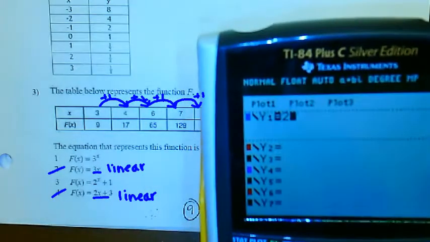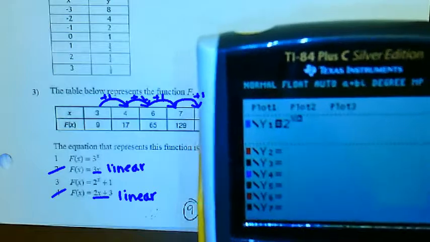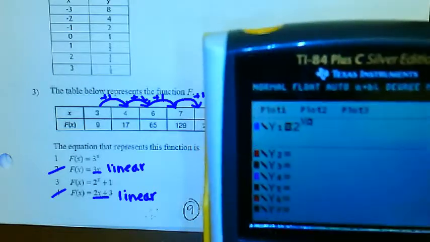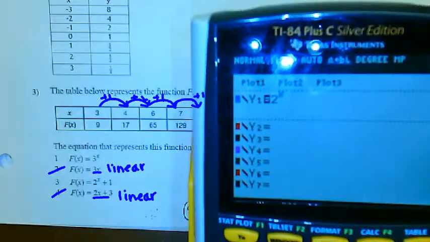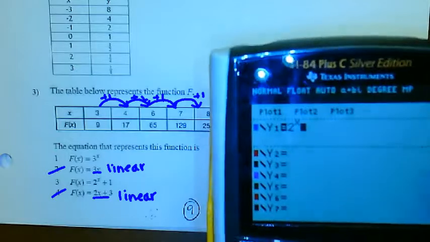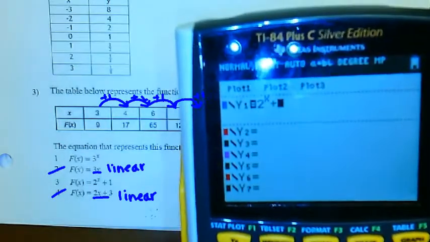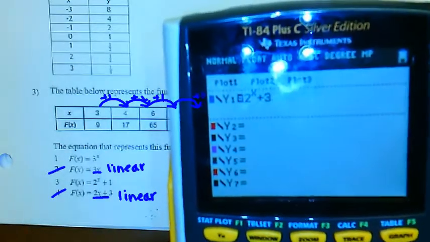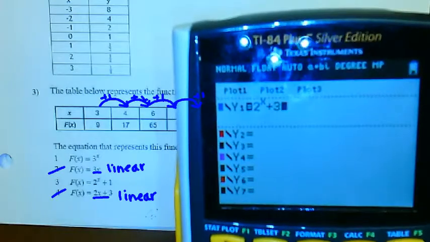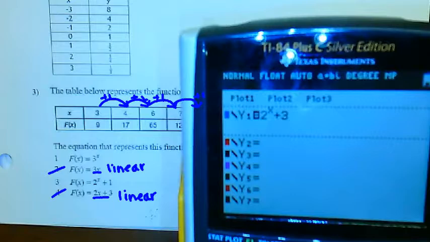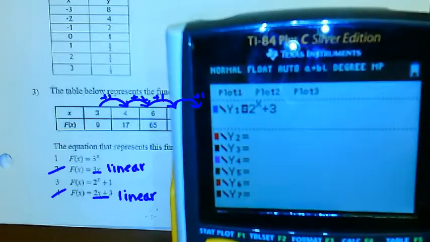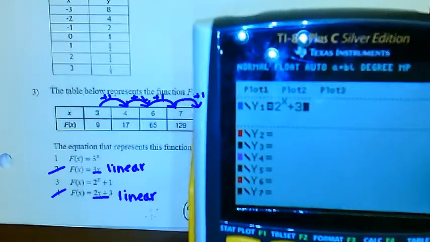So 2 raised to the x power. Now, if you have a fancy calculator like this, if you want to get out of the exponent, you just hit the side arrow and it goes down. Okay, plus 3. If you have a different calculator, you are going to have to put your exponent in parentheses and then do the plus 3. Please ask questions if you do not understand that.